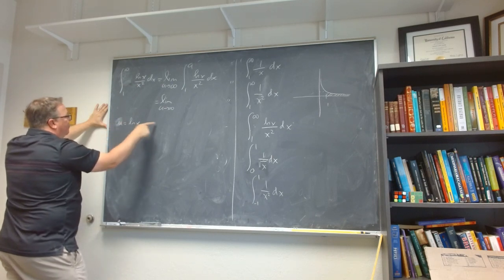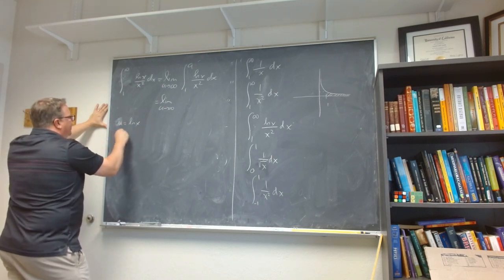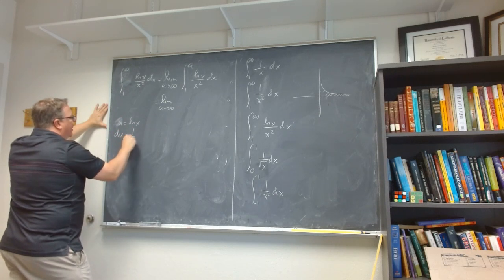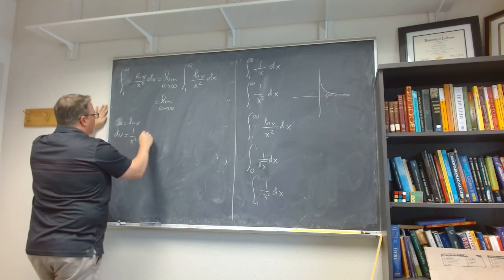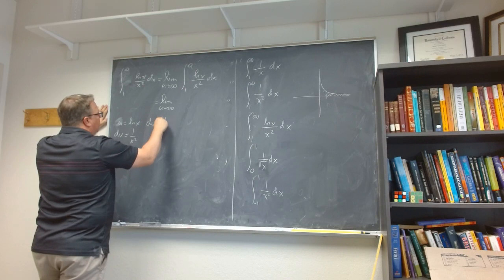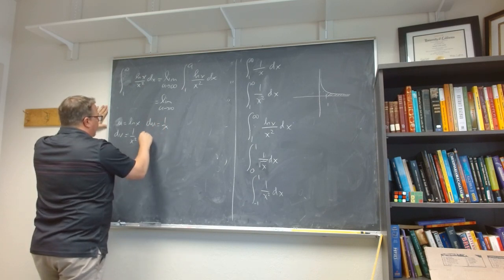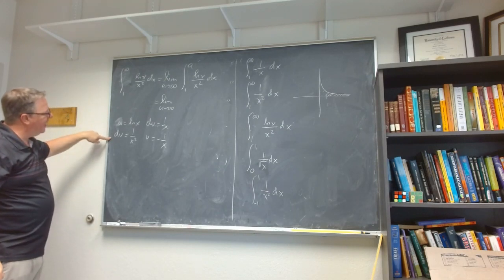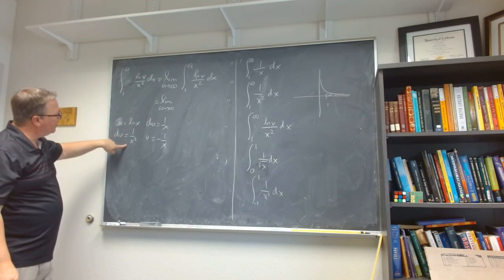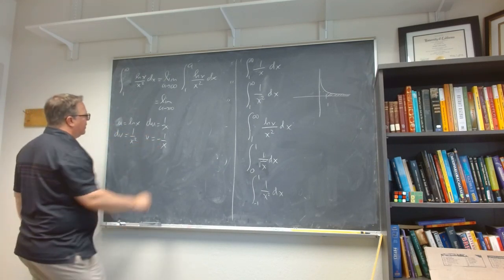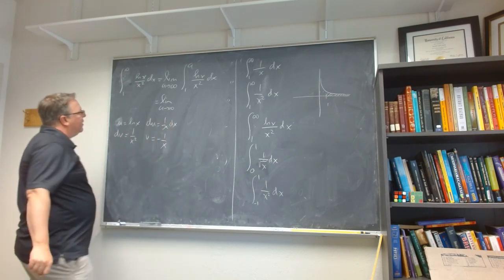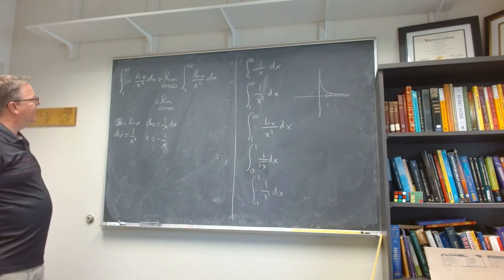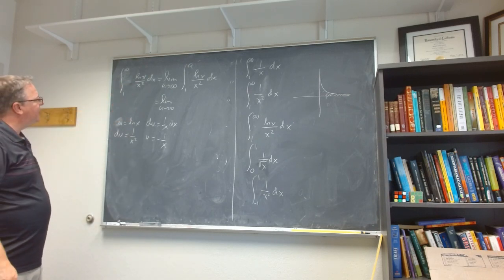Because the derivative will be 1 over x, which means dv is going to be 1 over x squared. So du is going to be 1 over x, and v will be negative 1 over x. Right? The antiderivative of 1 over x squared is negative 1 over x. So this doesn't look half bad. We have bounds, but we'll just leave them.